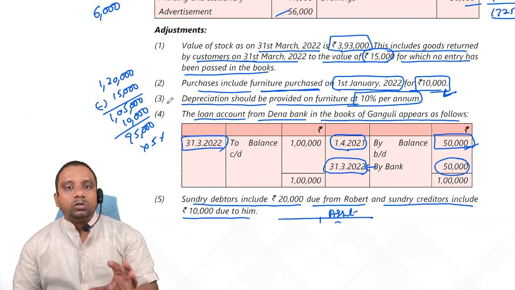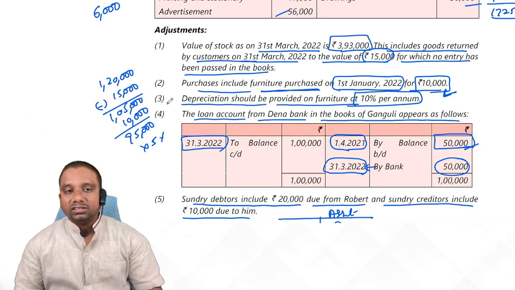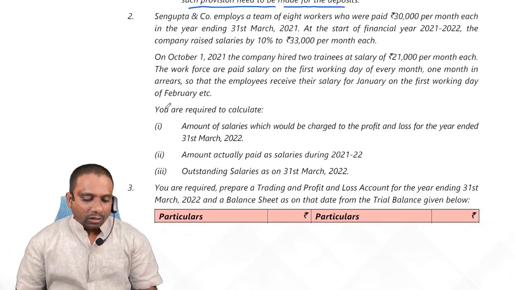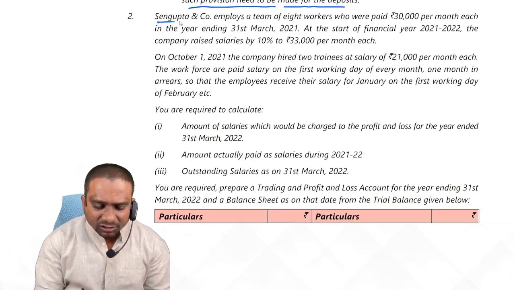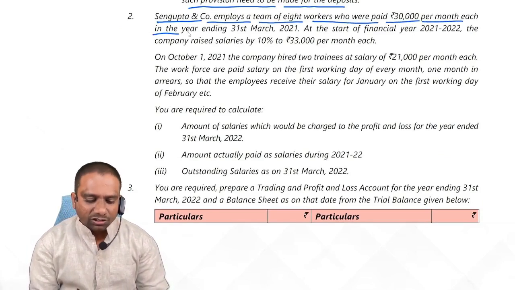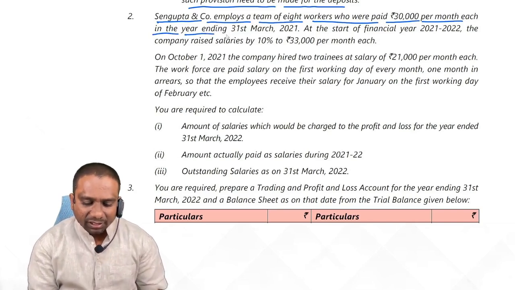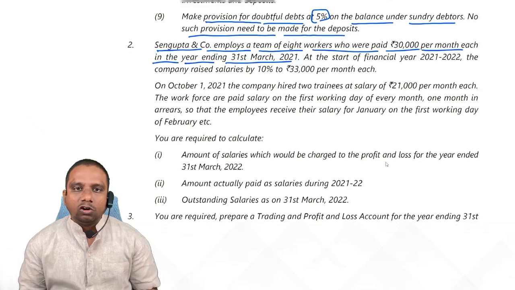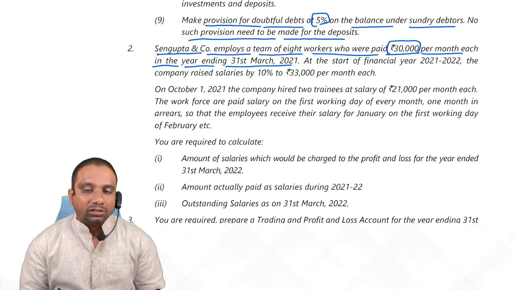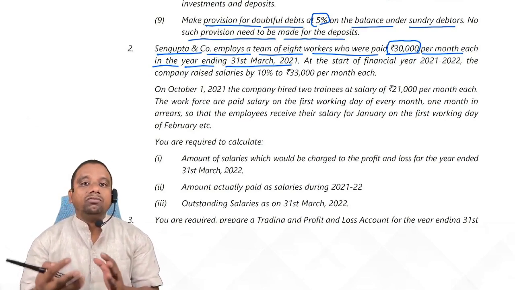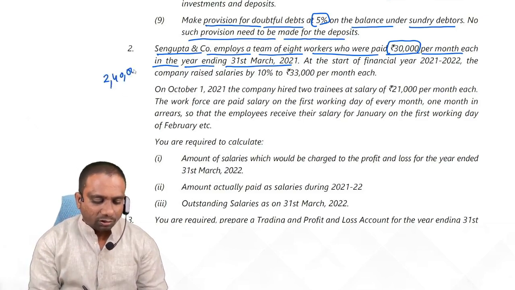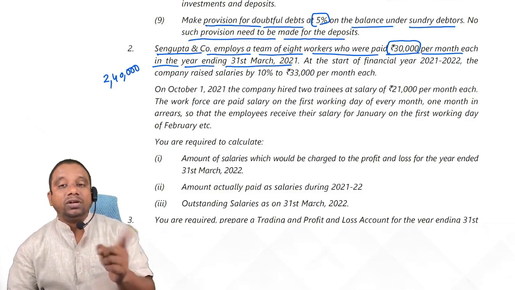Important. In this problem, we have three very important adjustments. Is it clear? So go through the problem once again. Second problem. Sen Gupta and Co employs a team of 8 workers who were paid 30,000 per month each in the year ending 31st March 2021. We have 8 workers, and each employee gets 30,000 rupees per month. So the total salary payable is 2,40,000 per month, because 8 employees into 30,000 per month.